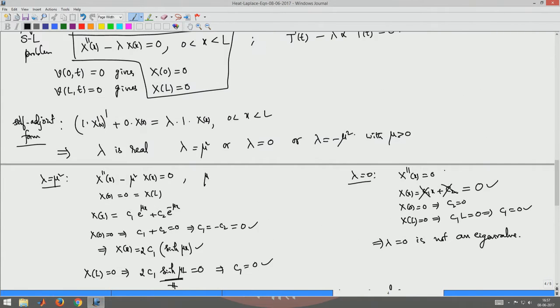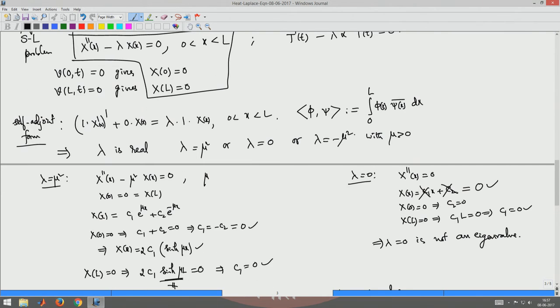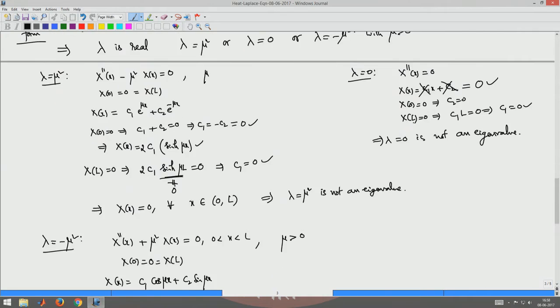By the way, I missed something here. As soon as you write this in this form, immediately you can see the dot product of the solutions. Let us say phi and psi. The dot product is defined as the integral from 0 to L. W is 1, so there is no weight function, and you have phi x psi x bar dx. Because these are all real, the eigenfunctions also will be real valued functions, so the bar does not matter.